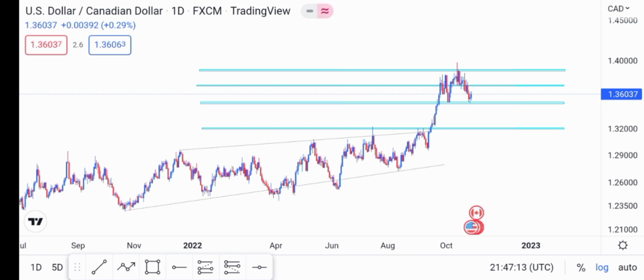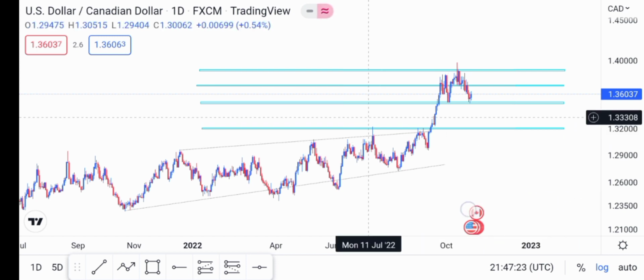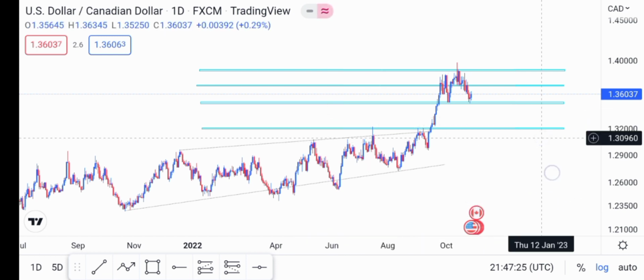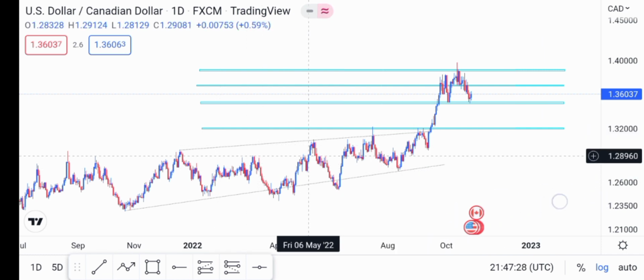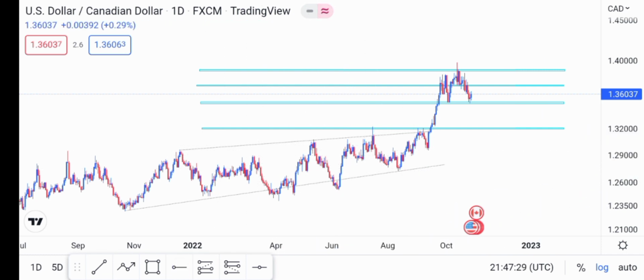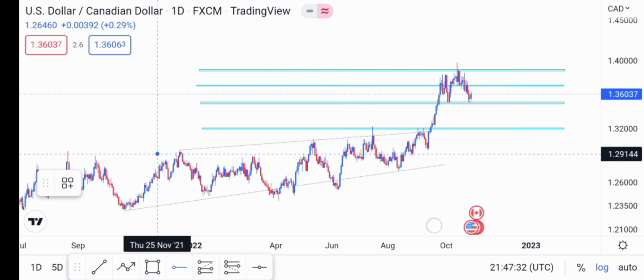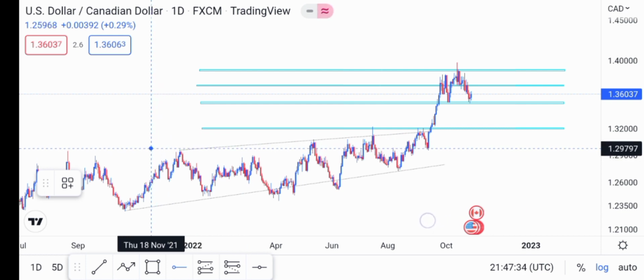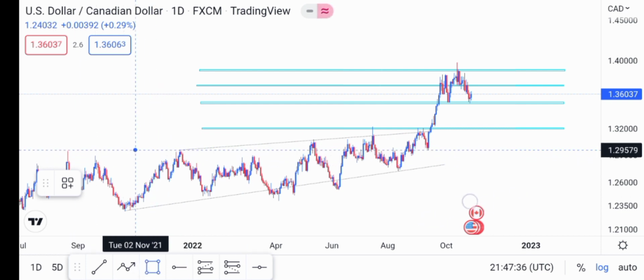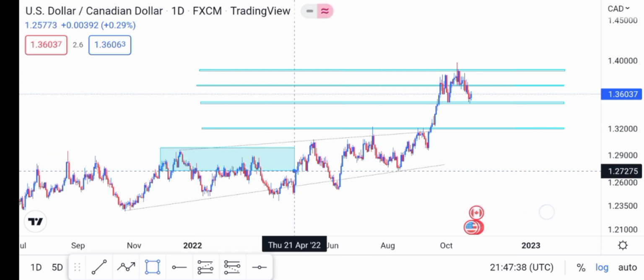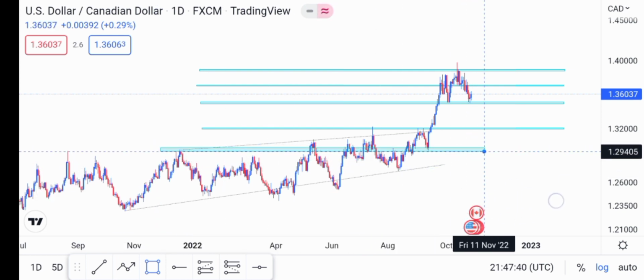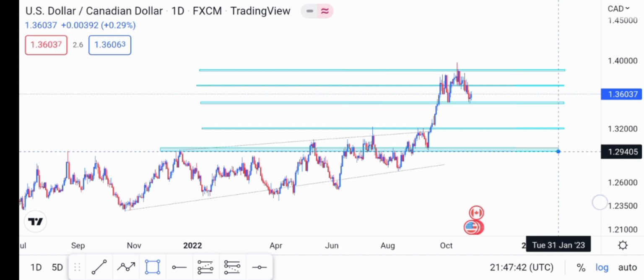So yeah, as you can see, we are on USD CAD. If you look closely, before we have been playing around this area here until we broke off. We did have a strong level around this area here, in which the market did touch before shooting to the upper side.